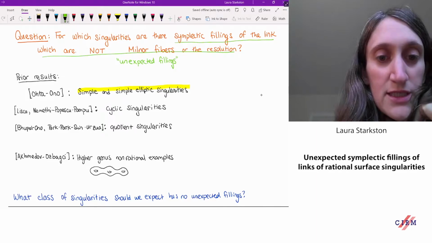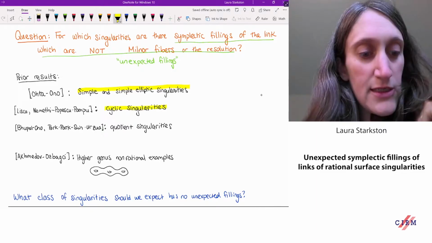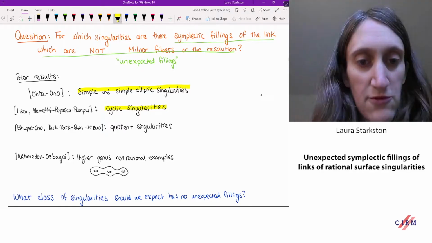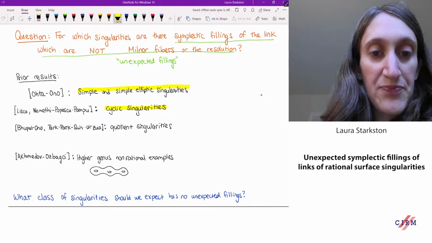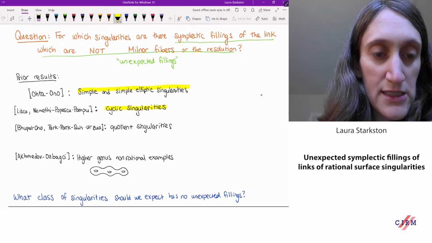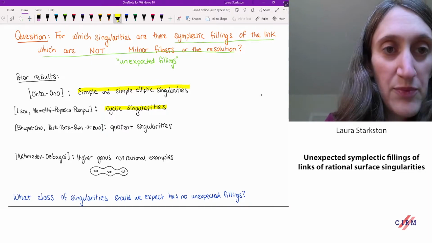Then you could look at cyclic singularities whose boundary is a lens space. And Lisca had studied the symplectic fillings of lens spaces and given some kind of characterization of those symplectic fillings. And then Némethi and Popescu-Pampu compared the symplectic fillings with Milnor fibers for cyclic singularities and showed, again, there are no unexpected fillings showing up in that case either.